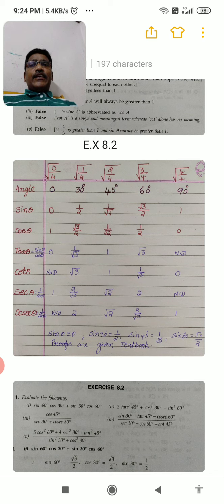And see tan theta, how to find tan theta. You know the tan theta formula: sin theta by cos theta. So sin theta is 0, cos theta is 1; 0 by 1 is 0. Then 1 by 2 upon root 3 by 2, the 2 cancels, 1 by root 3. For 45, 1 by root 2 over 1 by root 2 cancels to 1. For 60, the 2 cancels, root 3. Then 1 by 0, which means infinite, not defined, so we write ND.